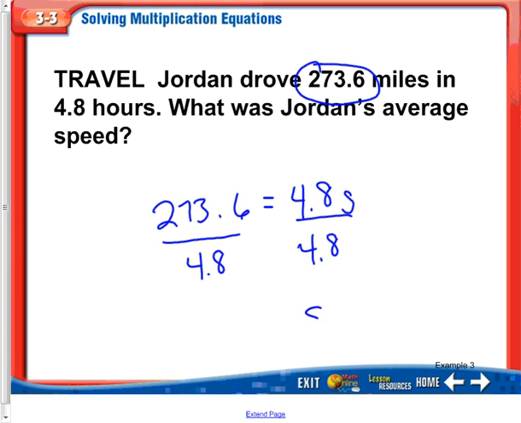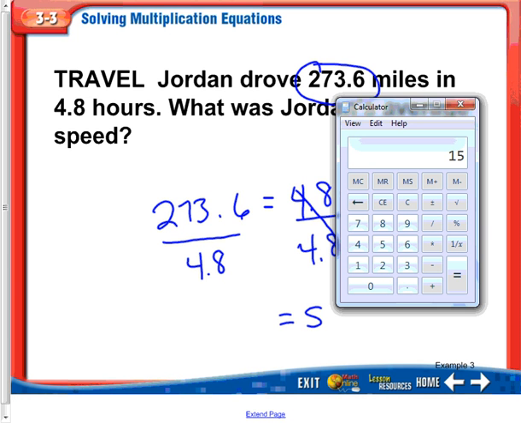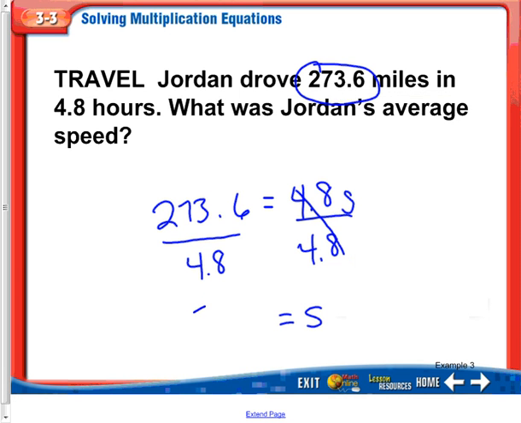So I'm left with S, or my speed, equals, because 4.8 divided by 4.8 is 1. And since this is a decimal problem, I can use my calculator. So 273.6 divided by 4.8, and that equals 57 miles per hour. So when I write that here, we're going to have 57, and you can abbreviate it with MPH, or you can write out miles per hour, because we have our units here. We know it's miles and we know it's hours, so now we're saying miles per hour.